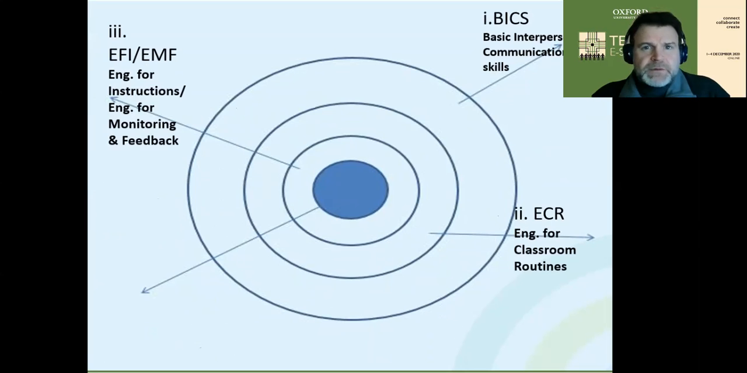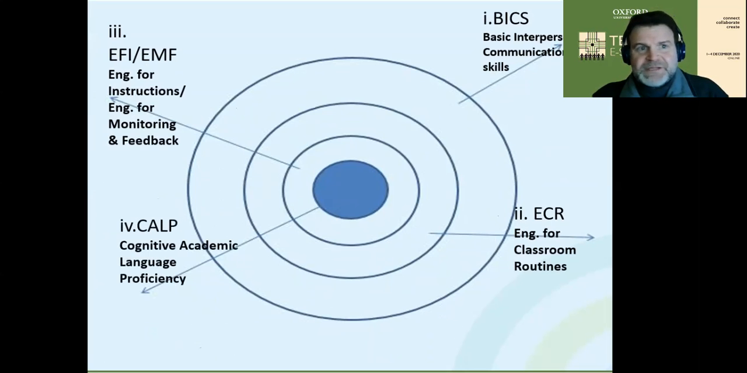Lastly, we come to CALP. Now, CALP is not the nicest ever sounding acronym, that's for sure. This is the center of the target of CLIL, and the BICS and the ECR, the EFI, EMI, these are all helping you get towards the content.